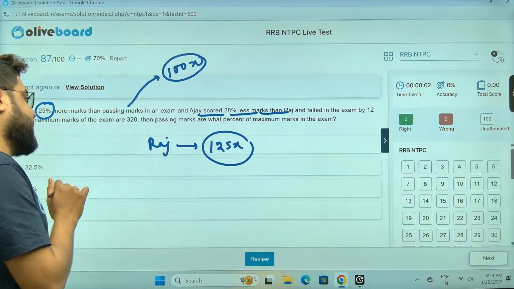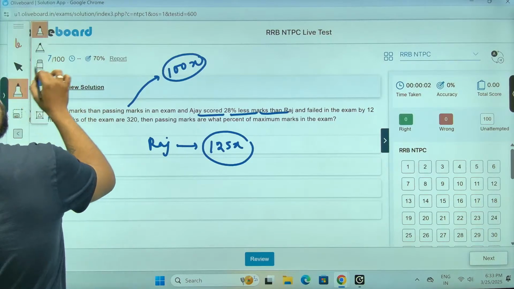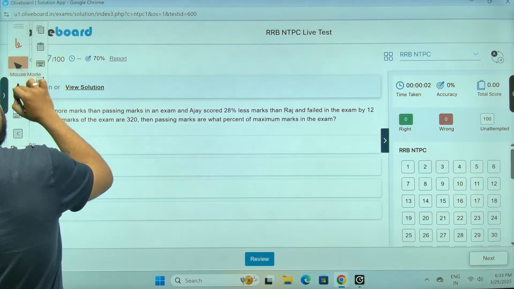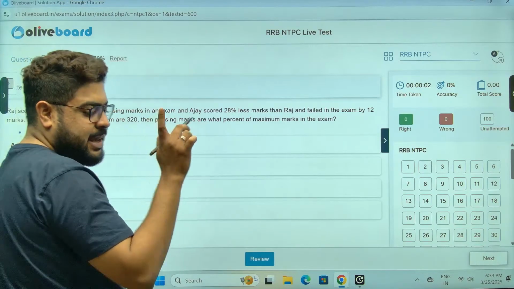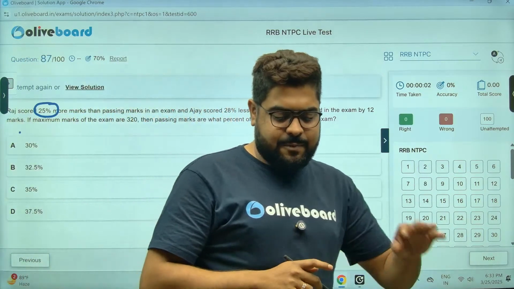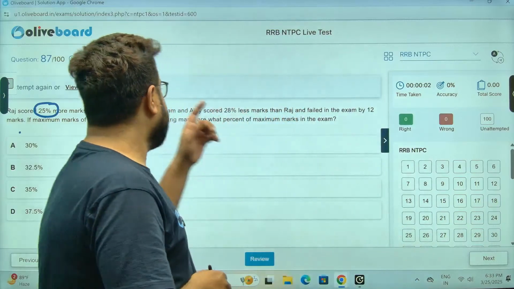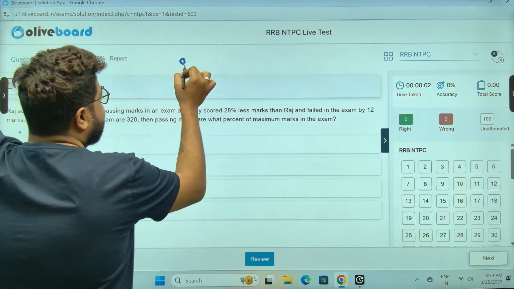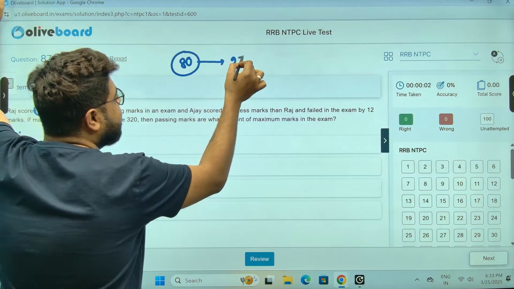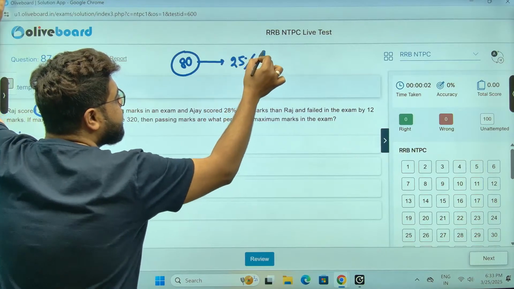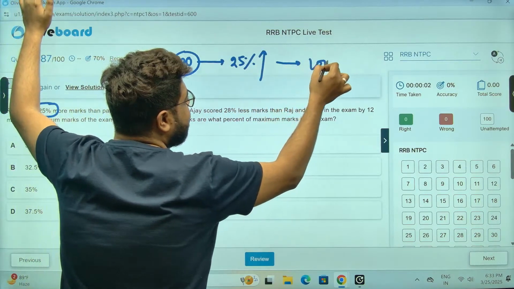Acha, sir, let's do one thing. Let me give you a fantastic technique here. Okay, everyone, learn this. If this thing is given, na, I'm giving you a fantastic technique. Very, very useful. Sir, always remember 80 ka 80, if you increase by 25%, it gives you 100.